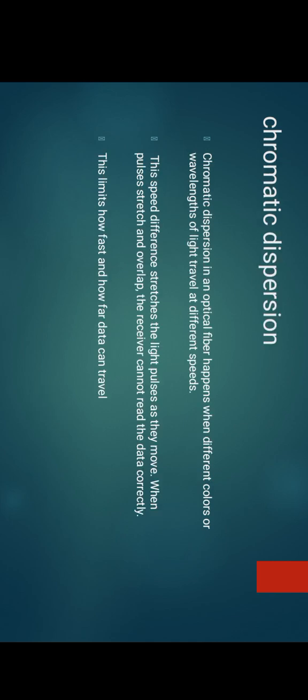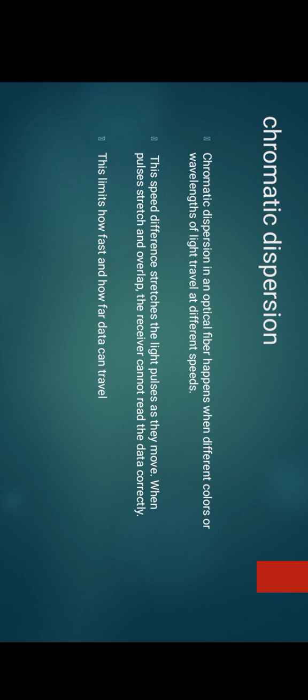Next, we can see the types of dispersion. The dispersion can be divided into two types: intramodal dispersion and intermodal dispersion. For intramodal dispersion, there are three types: material or chromatic dispersion, waveguide dispersion, and group velocity dispersion or modal dispersion. First one, we can see the chromatic dispersion.